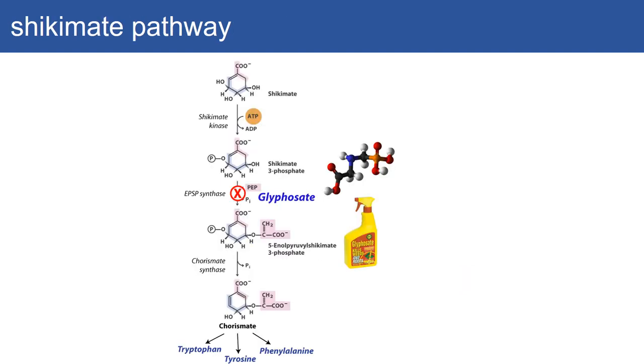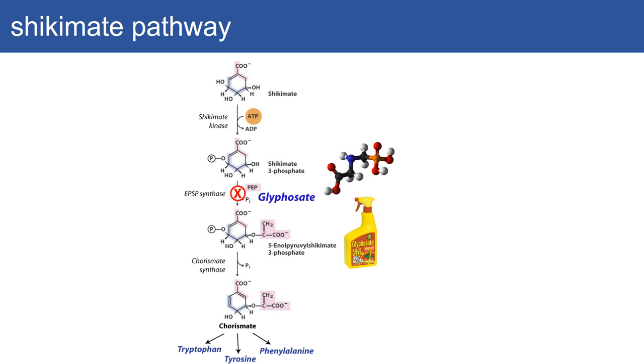So the shikimate pathway is pretty important in plant amino acid biosynthesis. It provides a mechanism by which herbicides can be produced. Aromatic amino acids are synthesized in plants and bacteria by the shikimate pathway, and it requires the formation of a C10 compound called chorismate, and it's the precursor of all 3 aromatic amino acids, tryptophan, tyrosine, and phenylalanine.